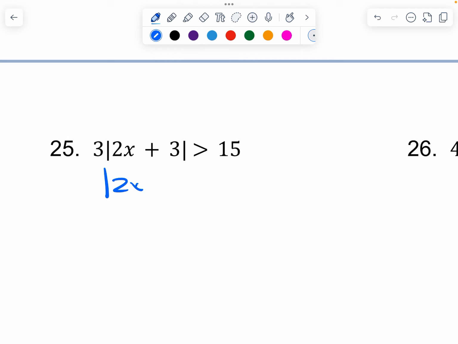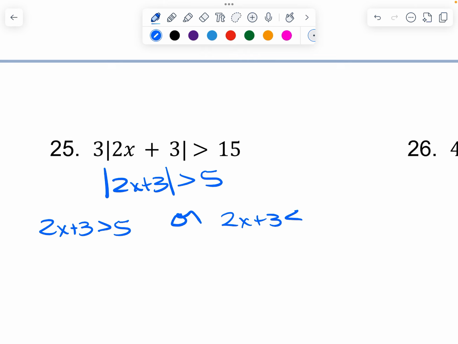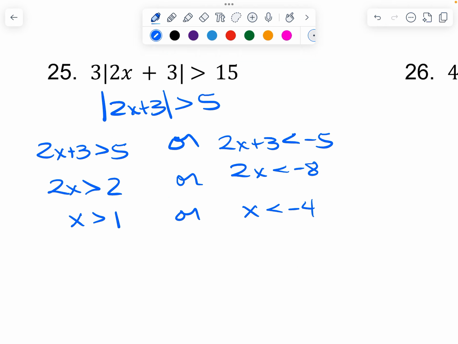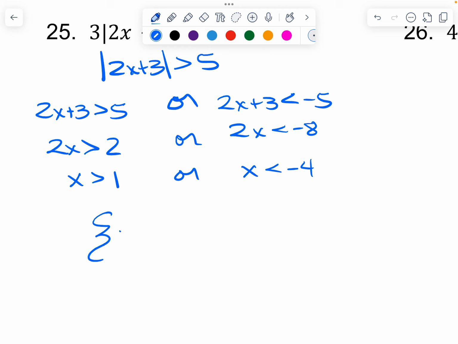Divide by 3, and I get 5. It's greater, so 2x plus 3 is greater than 5, or 2x plus 3 is less than negative 5. So 2x is greater than 2, x is greater than 1, or 2x is less than negative 8, so x is less than negative 4. X such that x is less than negative 4, or x is greater than 1.